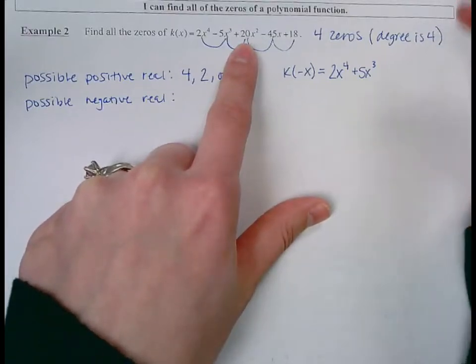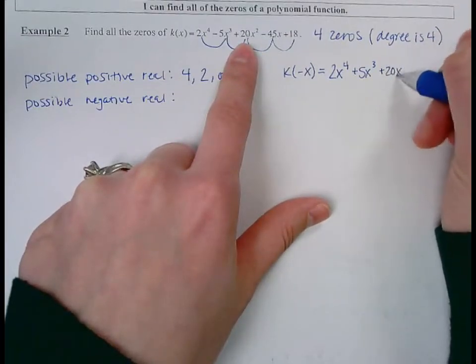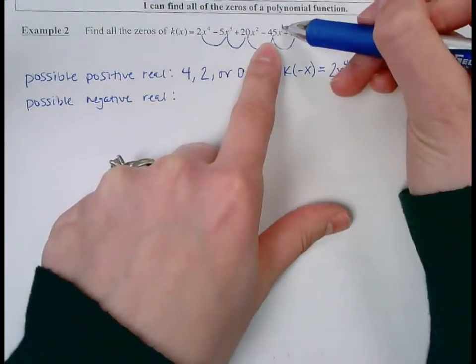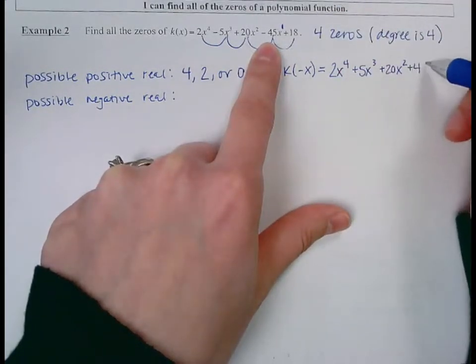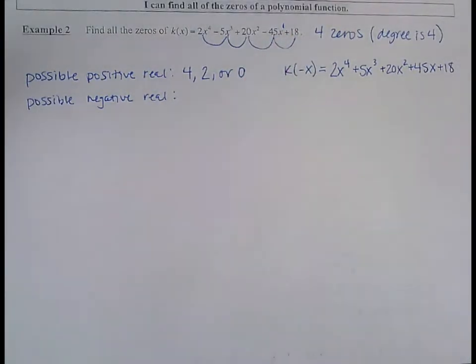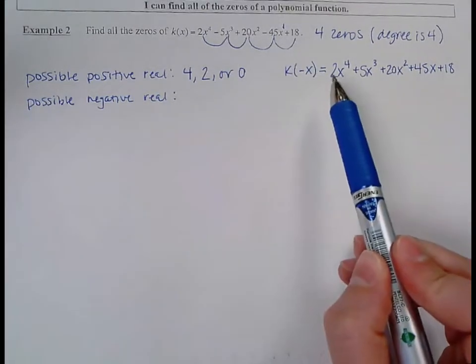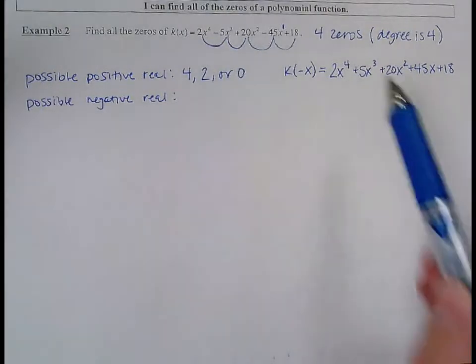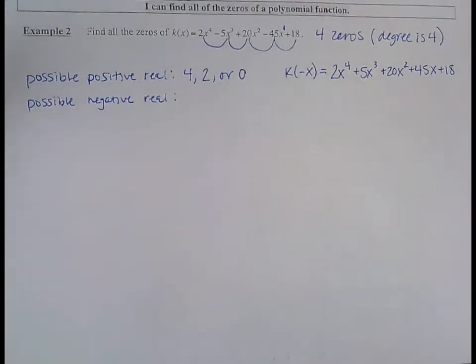Positive 20x squared, even power, will stay. Negative 45x, that's an odd power of 1, will change to positive 45x. And the constant doesn't have an x, that will always stay. And you find the number of sign changes here to find the possible number of negative real zeros. How many sign changes do we have?